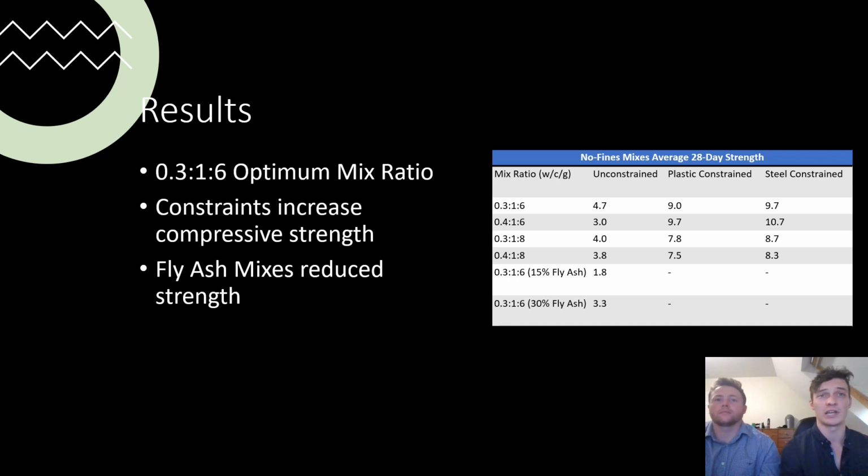The use of both plastic and steel constraints saw an increase in compressive strength across the board, with the latter seeing a further increase. This greater strength observed using steel constraints was likely attributed to the reduced buckling effects the steel experienced compared to plastic. Two further mixes with this optimum mix ratio were tested, with 15% and 30% partial cement substitutions for fly ash. Although the 15% fly ash mix saw significantly reduced strengths compared to all four no-fines concrete mixes, the 30% fly ash mix provided strengths not greater than the optimum mix without fly ash, but greater than our lowest no-fines concrete mix, this being the 0.4 to 1 to 6 mix.